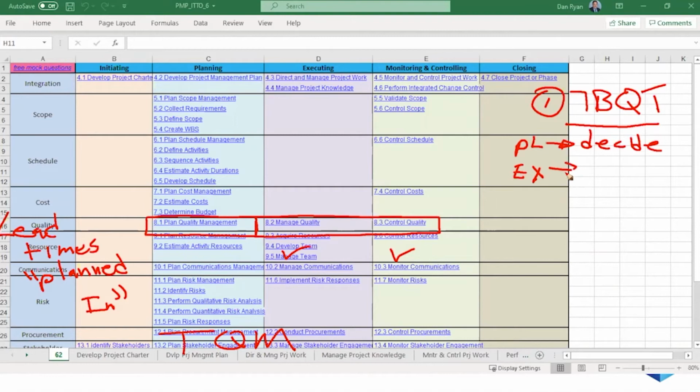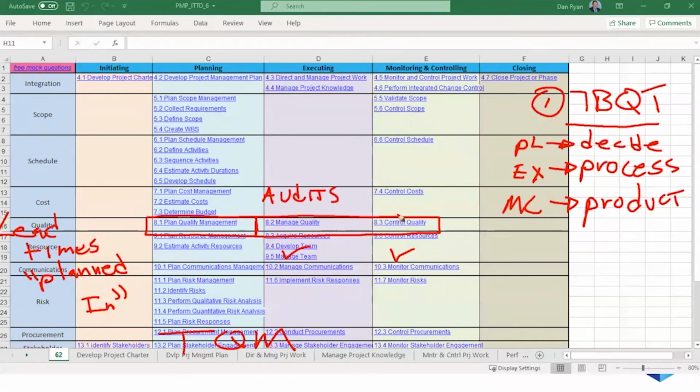When we go to manage quality process, we might use some of those tools looking through the lens of a process analysis. And when we go to monitoring and controlling, we might use some of the 7 basic quality tools through the lens of product analysis. So here's a question. How do we look at quality through a process lens, Dan? We do it by using audits. And how do we look at quality through a product lens, Dan? We do it by using product inspections.